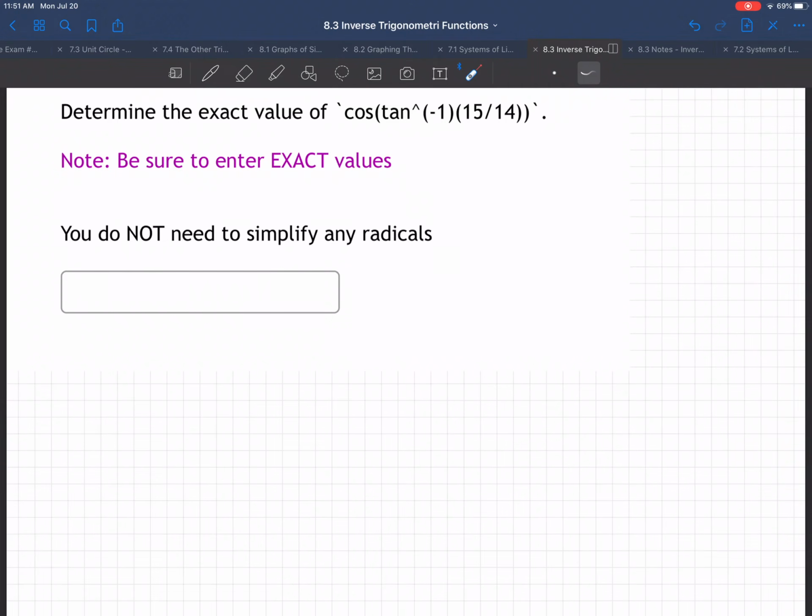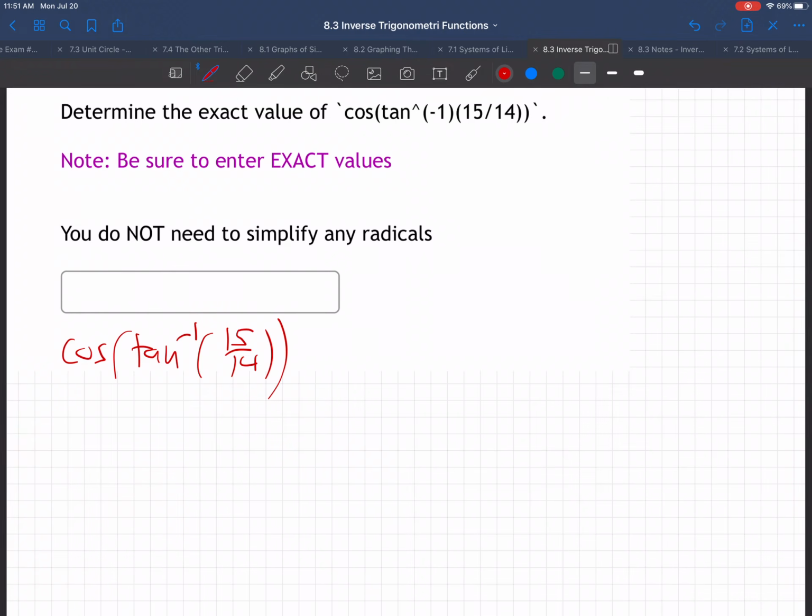Here we have a question where we're trying to find the cosine of the tangent inverse of 15/14. So let me write that a little cleaner for us down here. We're trying to find the cosine of the tangent inverse of 15/14. How do we do it?